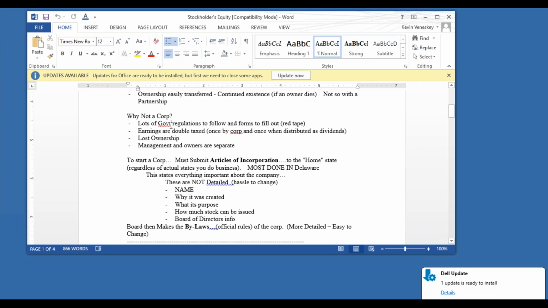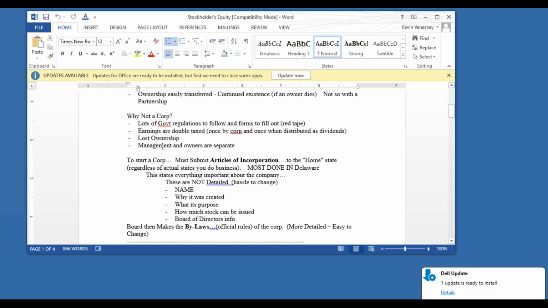The first one is, like with anything that's big, it's going to be highly controlled by the government. Therefore, you're going to have a lot more paperwork, a lot more items and rules you're going to have to follow, also known as red tape.